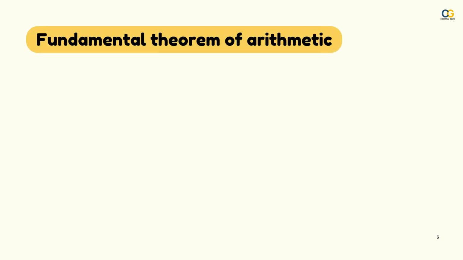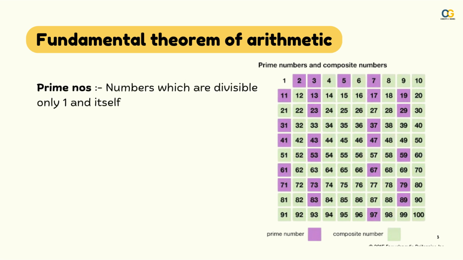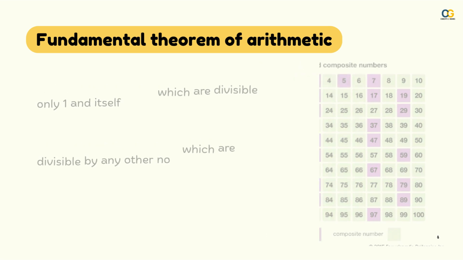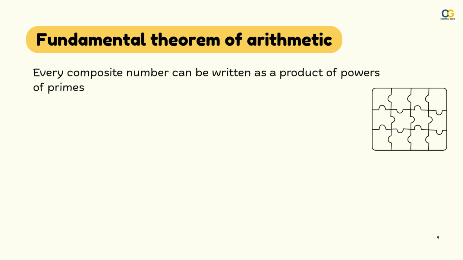Fundamental theorem of arithmetic. Before we start with the theorem, let us revise some basic concepts of prime and composite numbers. As we know, all natural numbers are divided into prime and composite numbers. Prime numbers are numbers which are only divisible by 1 and itself, and every other number which is divisible by other numbers other than itself and 1 are called composite numbers. The fundamental theorem of arithmetic states that every composite number can be written as a product of powers of primes. That is, every composite number can be expressed in the form of a product of prime numbers.